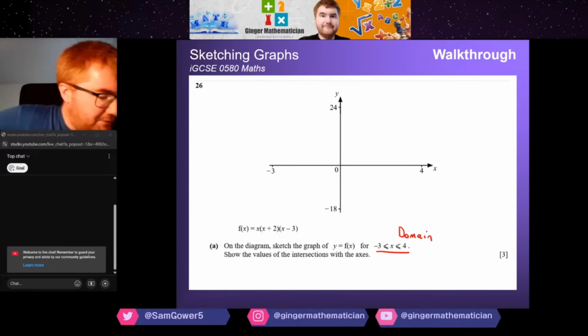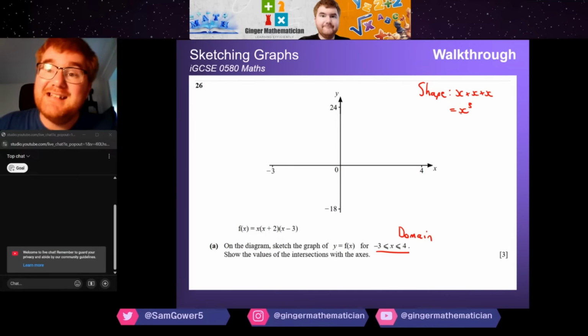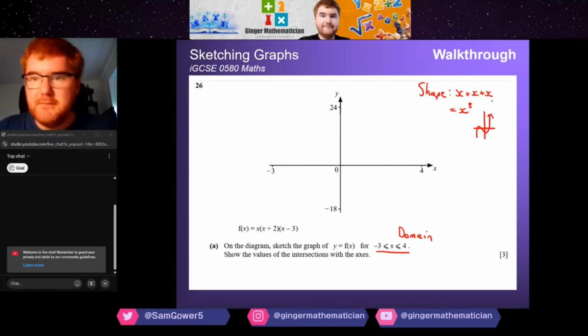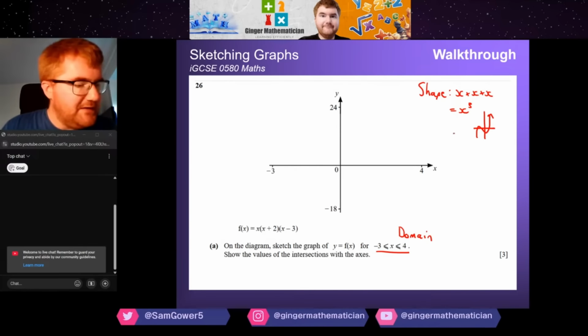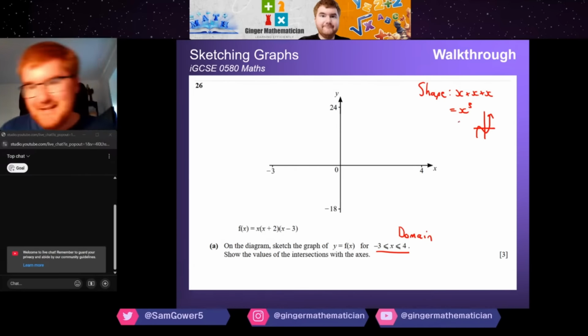Okay, first thing, shape of the graph. We've got x times x times x. If you expand, it just takes up too much time. It doesn't really help you too much. It's an x cubed, so it's going to be uphill. So we go like this. It's going to be this shape of graph. So that's the first thing that we should be looking at. It's a paper 2, not paper 4 question.